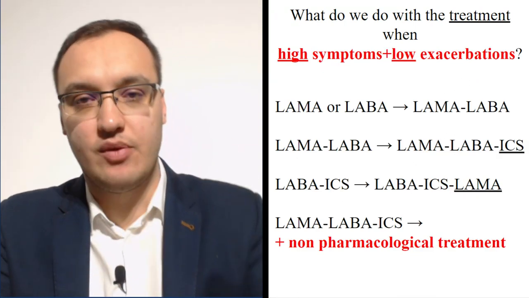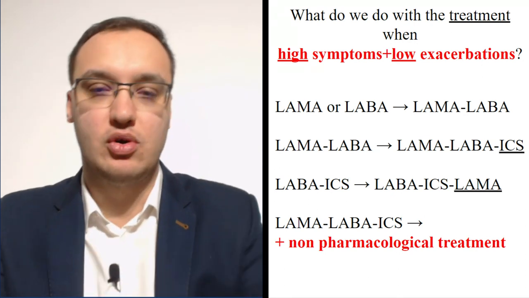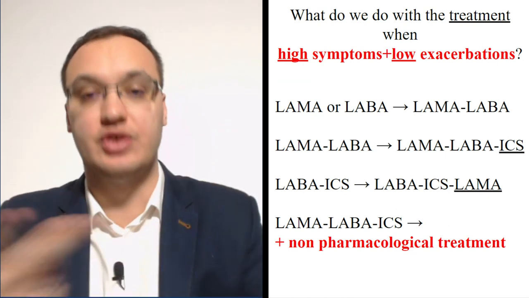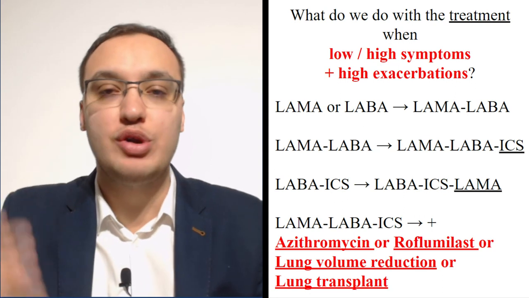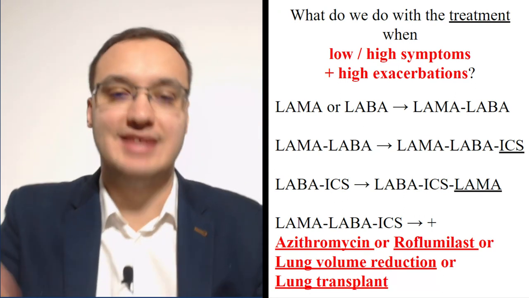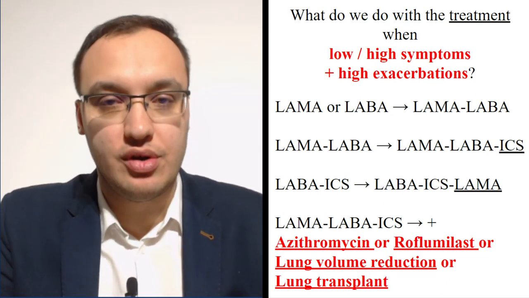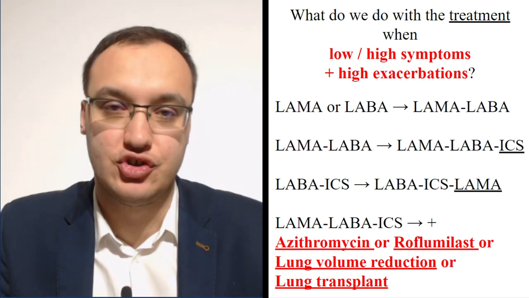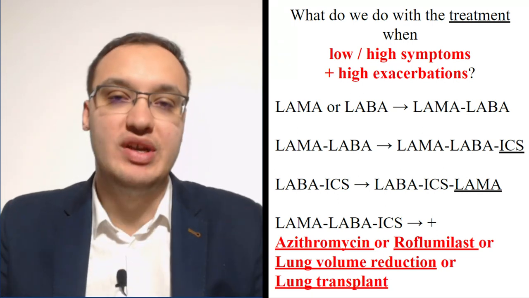The only difference here, which I highlighted with red, is that in B patient, we use the non-pharmacological treatment when we have already used LAMA, LABA, and corticosteroids. Here, when we have used LAMA, LABA, corticosteroids, the only thing we can add is some antibiotics, for example, azithromycin, or another medication called roflumilast, or another step, which is more severe, lung volume reduction. This is surgical stuff, lung transplant. This is really, really severe now.